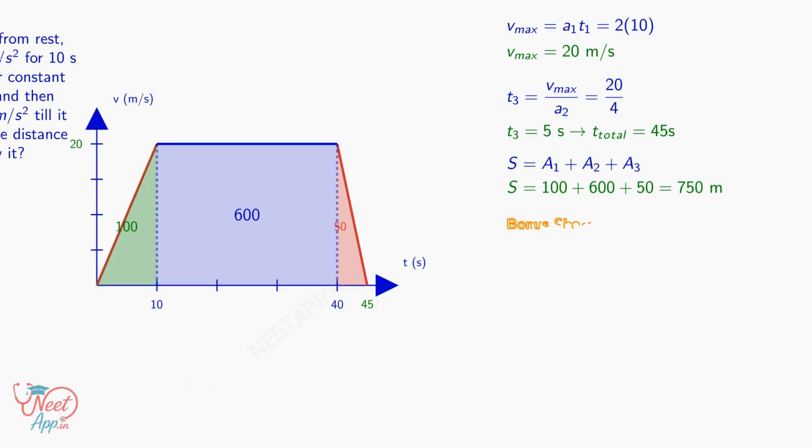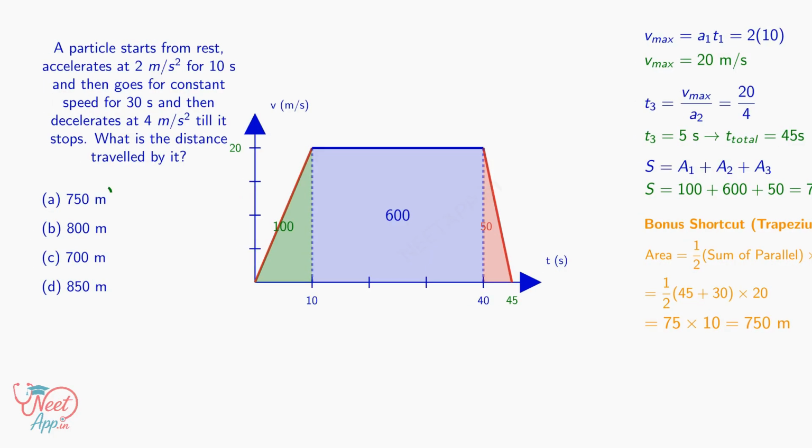Want a 10-second shortcut? Treat the entire shape as a single trapezium. The total area is 1/2 the sum of the parallel sides times the height. 1/2 of (45 + 30) multiplied by 20 instantly gives 750 meters. Let's tackle the final question.